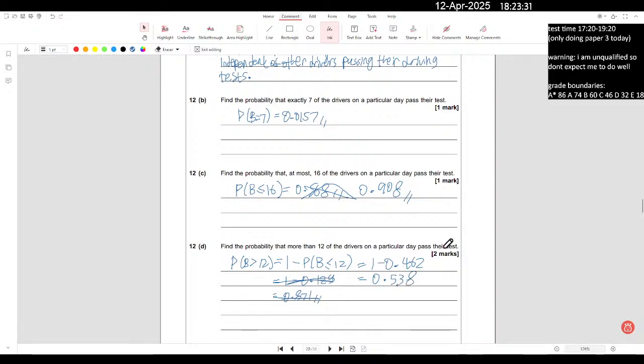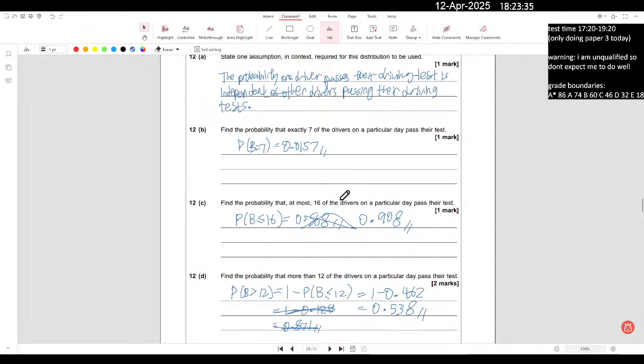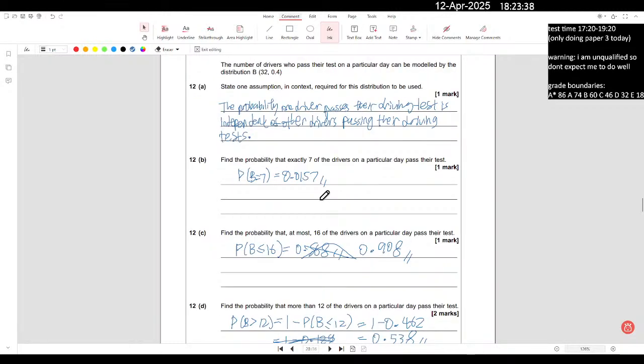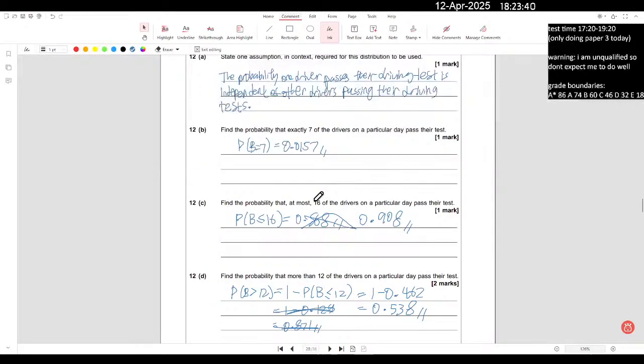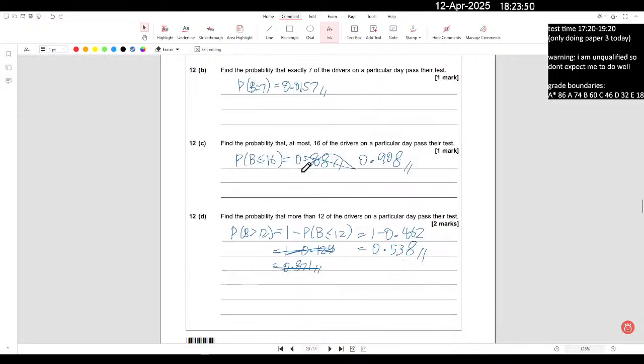Okay. I believe the number I used for part A is still part B is still correct. Is it 0.0157? Yeah, I used 32 for that and not 40.